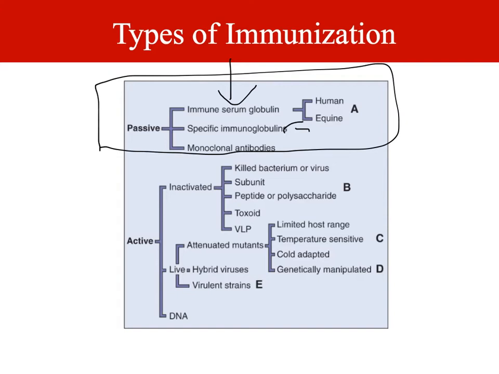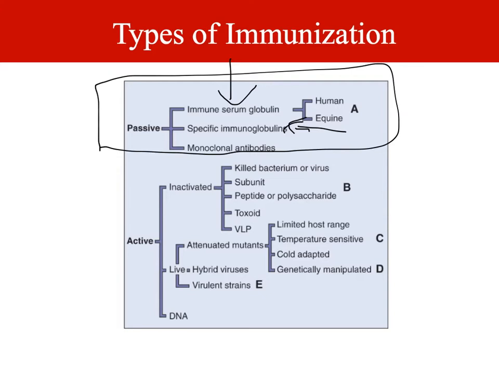Specific immunoglobulins are sort of a mixed population of antibodies that are all going to recognize one thing, but they've been purified and cleaned up. That would be the rabies IG I showed you on the previous slide. And you can also give somebody monoclonal antibodies, which are same idea, but they're going to specifically recognize just one epitope on a pathogen as opposed to all the epitopes.